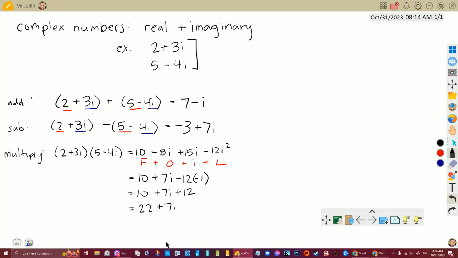So add, subtract, multiply. It's possible to divide. We're not going to do that here. That's a little bit more difficult than we need to get into for Math 2+. But it is possible to do that using something called a complex conjugate, which you may have heard about in the reading yesterday.